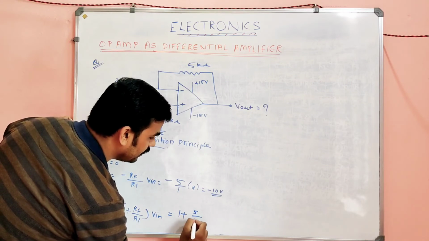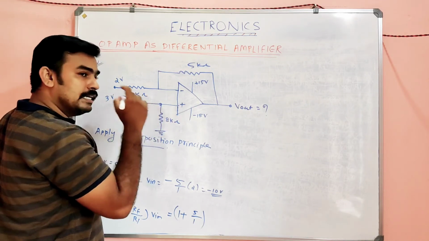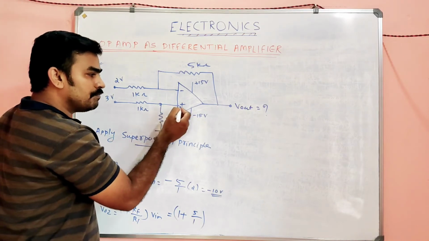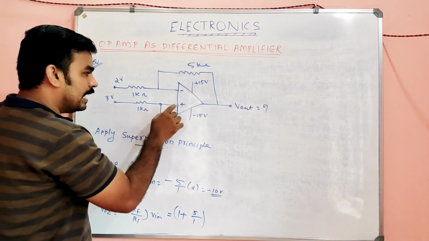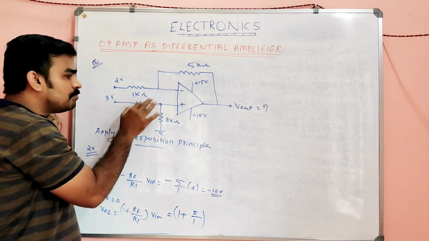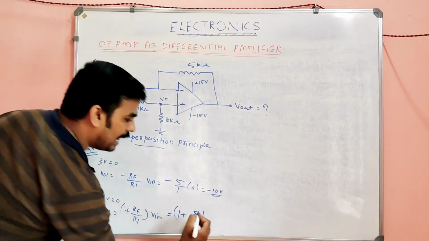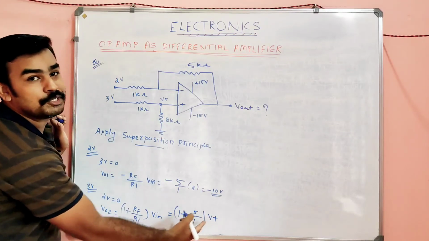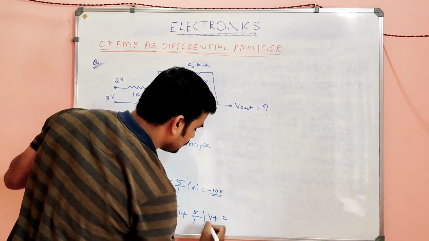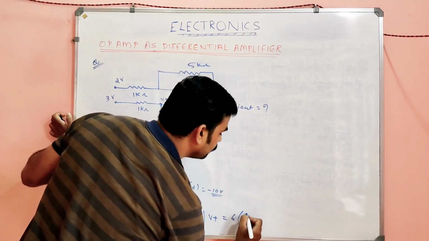So it is 1 plus, what are RF and R1 here? 5 divided by 1, into V input. In a non-inverting amplifier circuit, you can directly connect the non-inverting terminal to the V input. But now there are some resistors. So what will be the voltage here? Let it be V plus. That V plus will be instead of V input. So 1 plus 5 by 1 is 6, into V plus, which is 3 into the voltage division rule.